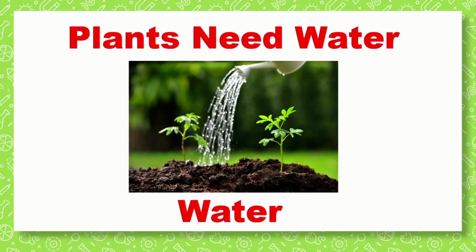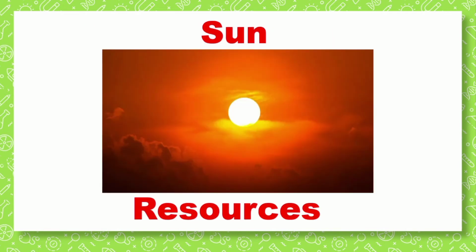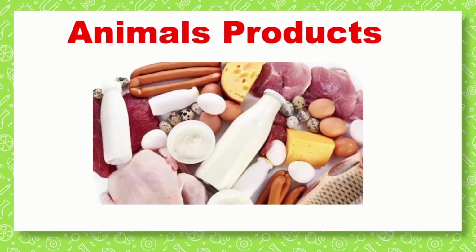Next, plants need water after we put them in the soil. As I said before, water is a very important resource because humans, plants, and animals need it. Next, the sun. The sun is also a very important resource. The plants can't grow without the sun, but humans also need the sun and the animals need the sun. So sun is a resource.